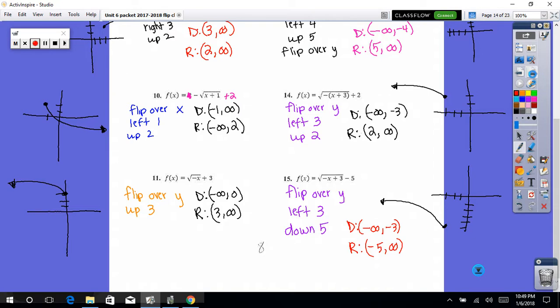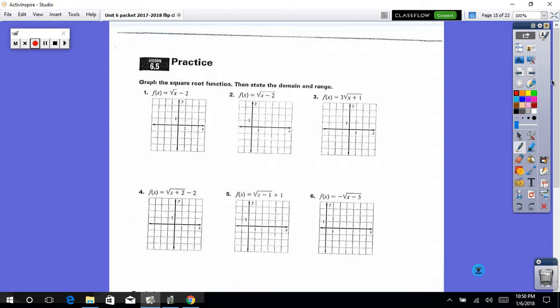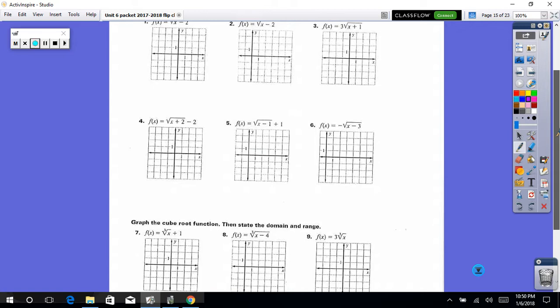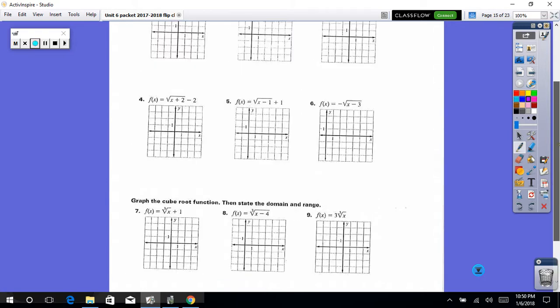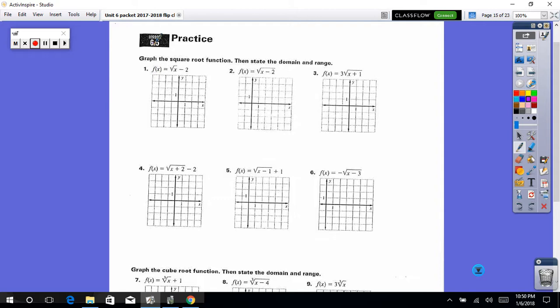Okay, flip it over. Page 9. Okay, we're going to graph it, and again, state the domain and range. Okay, I'm going to go ahead and do all of them with y'all. Why not? Okay, this one, I'm just going to do them quickly. Down 2, and that's all that's happening to it. Domain is 0 to infinity, and the range is negative 2 to infinity.